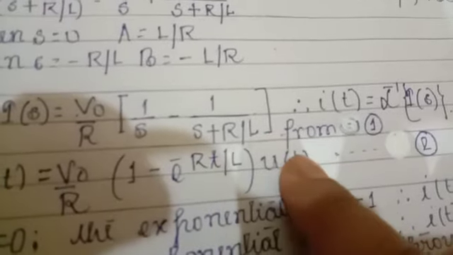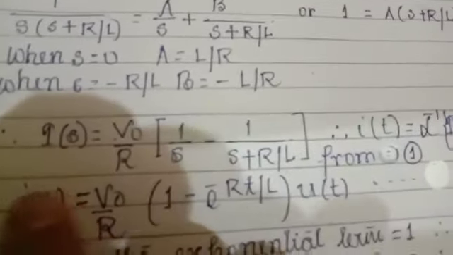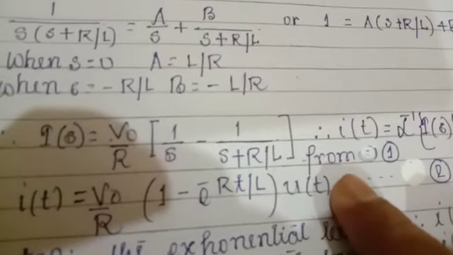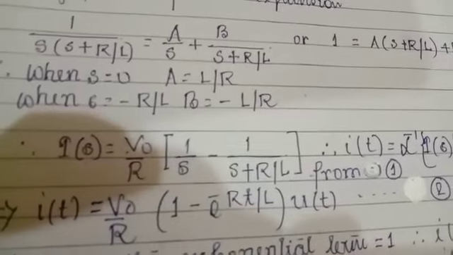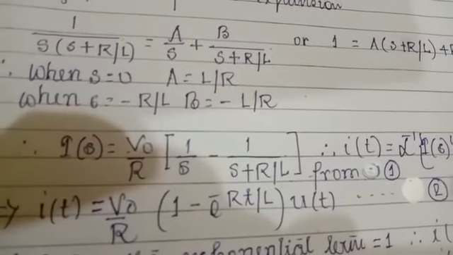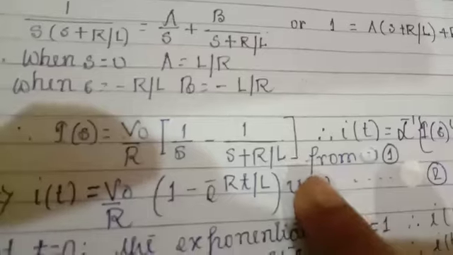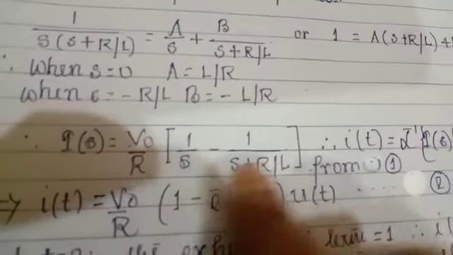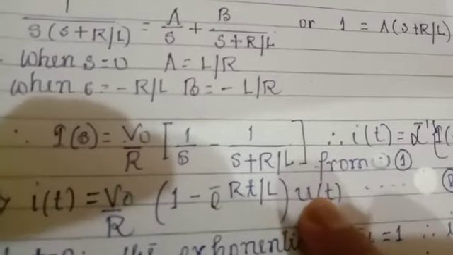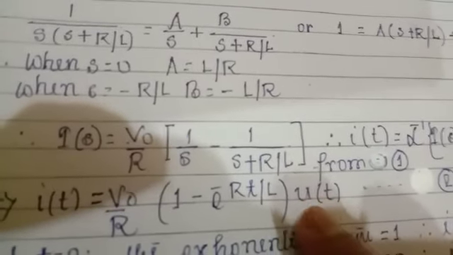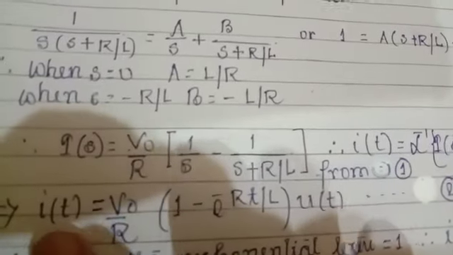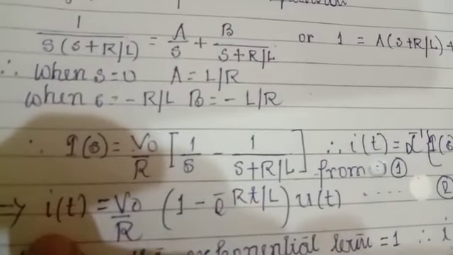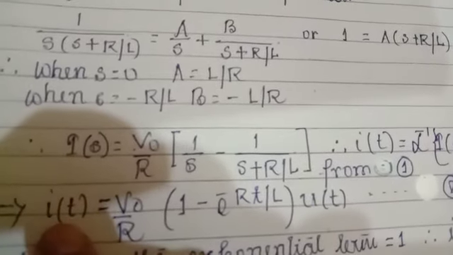by u(t), which means that this i(t) starts from t greater than or equal to 0. That means the circuit was initially relaxed. The initial current i(0+) is equal to 0. So I have multiplied this expression with u(t), the unit step function, just to signify that the current through the circuit will flow after the switch is closed at time t equals 0.